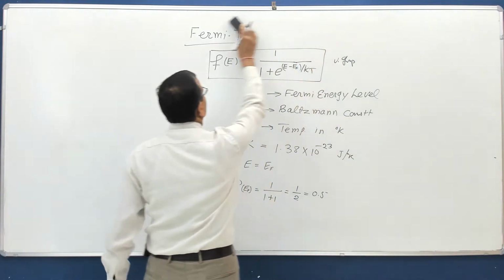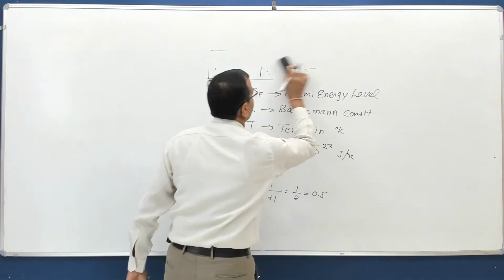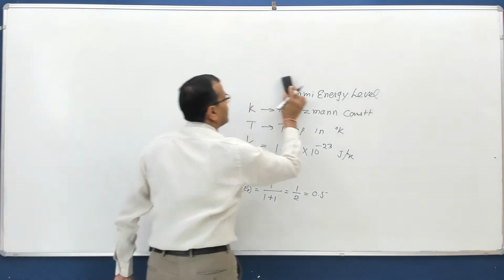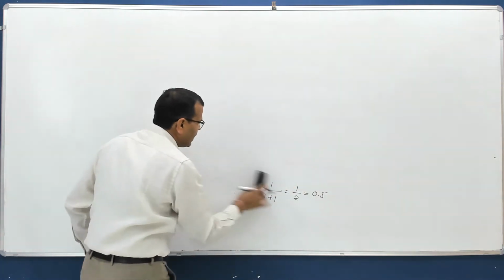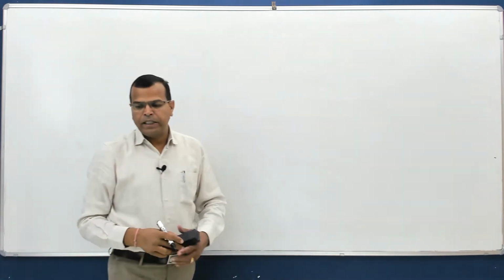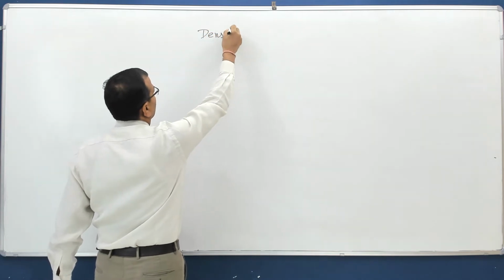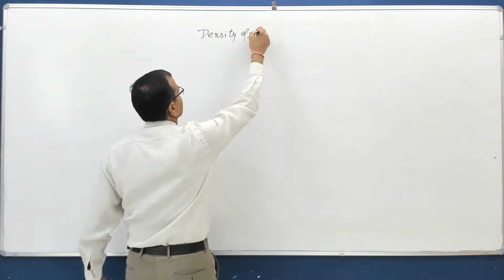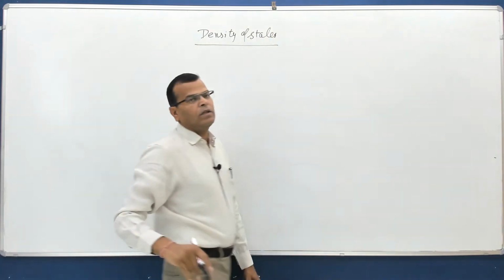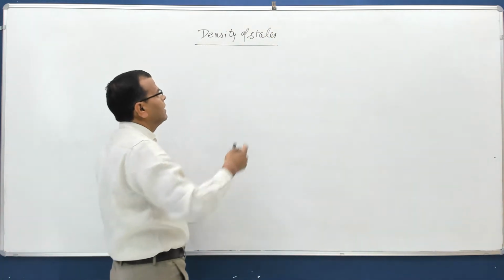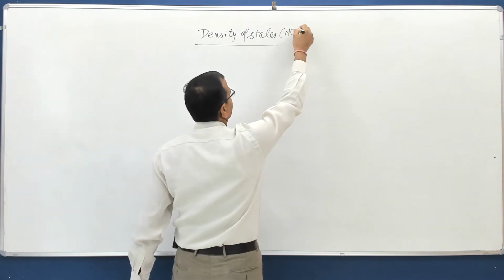Now, after Fermi Dirac function, we will discuss a very important concept, and this concept is not very much clear to most of the students. That is known as the density of states. This is a very important concept. Normally we define it as N(E), that is density of states.